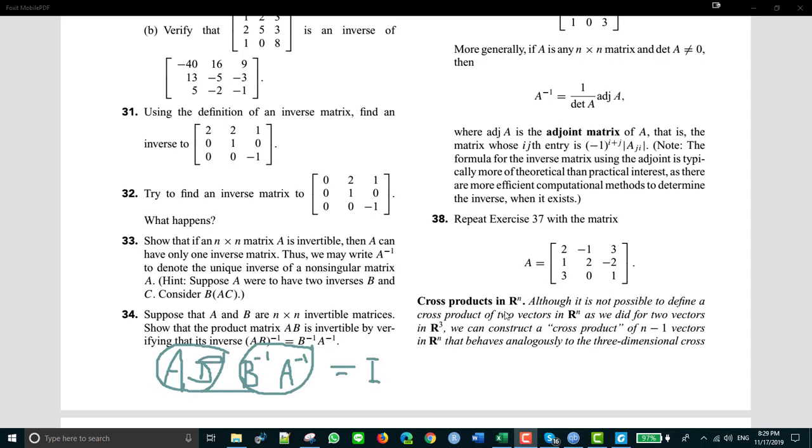Okay, the next thing is the cross product in Rn. Well, we're not going to talk about that.